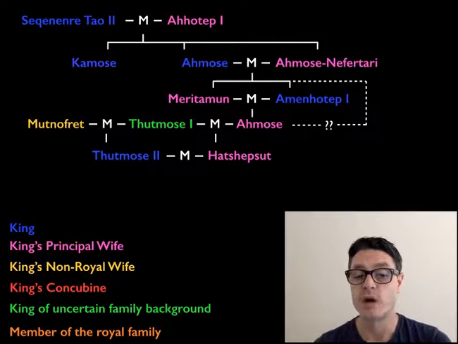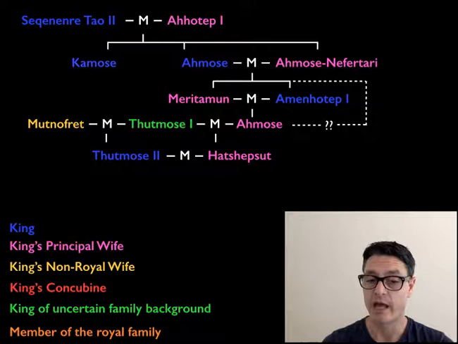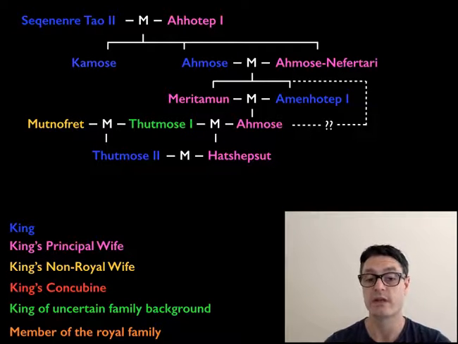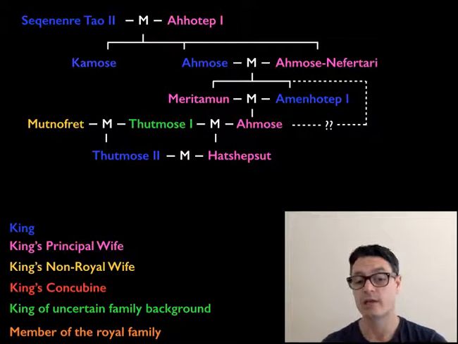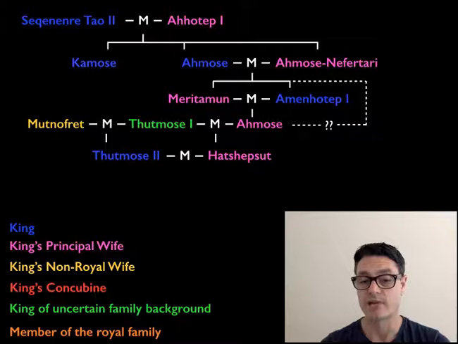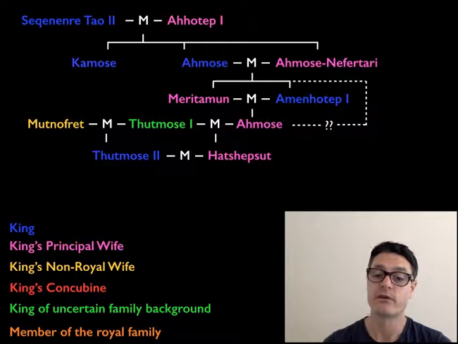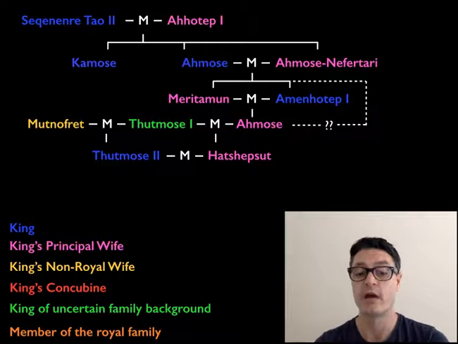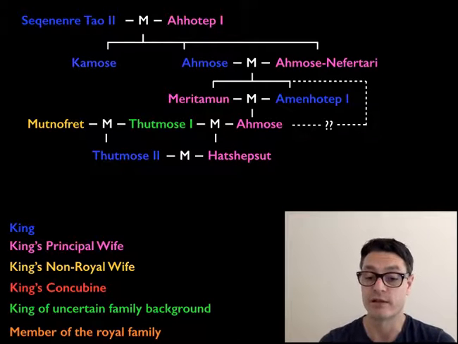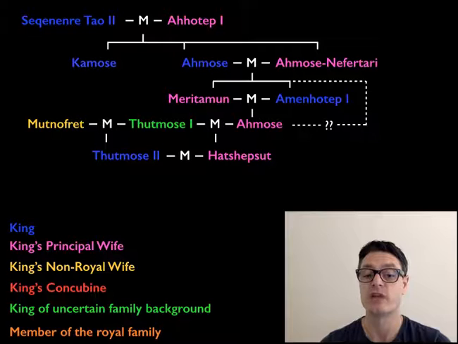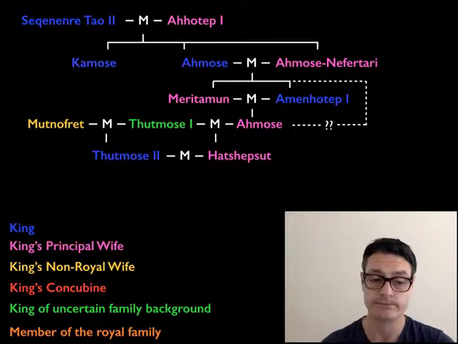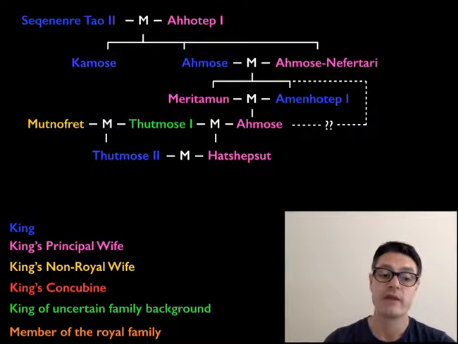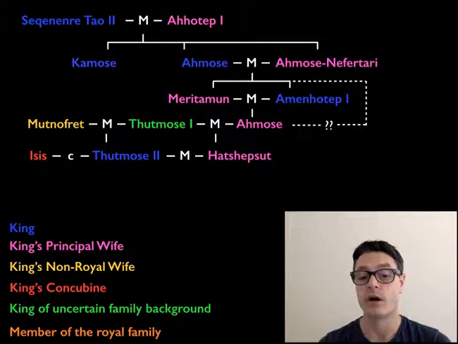From Thutmose I and the secondary wife Mut-Nefret, we have a son born who is called Thutmose II, and he marries Hatshepsut. Again, as was the custom, as we see further up there with Meritamen and Amenhotep I, with Ahmose and Ahmose Nefertari, and with Seqenenre Tao II and Ahhotep I. So Hatshepsut marries her half-brother in this instance because they only share their father Thutmose I. From there, we have another wife.